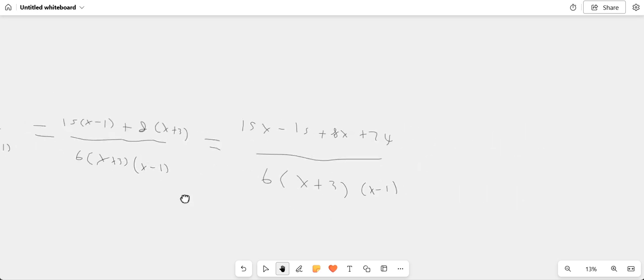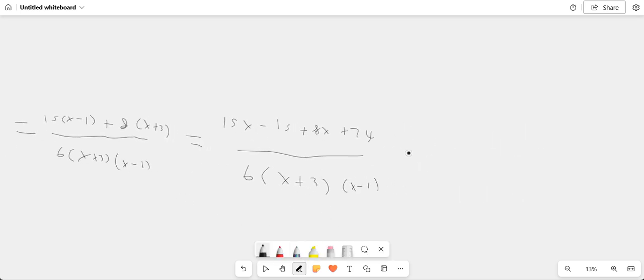And then 15x here plus 8x is equal to 23x. And then minus 15 plus 24 is equal to plus 9. So that's plus 9 there. So it's 23x plus 9 over 6, open bracket x plus 3, x minus 1, yeah?